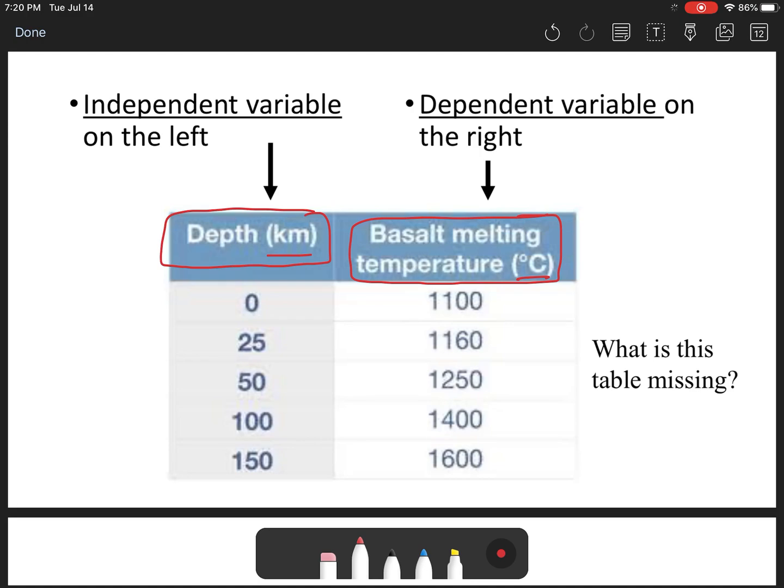All right? And so what we're comparing here is the researcher is changing and looking at the different depths, and then it's going to compare what are the different basalt melting temperatures at those different depths. But what is this table missing? Can anybody guess? It is missing a title.